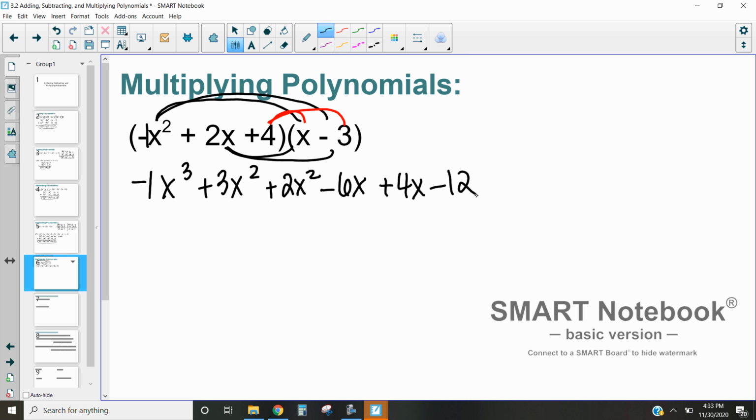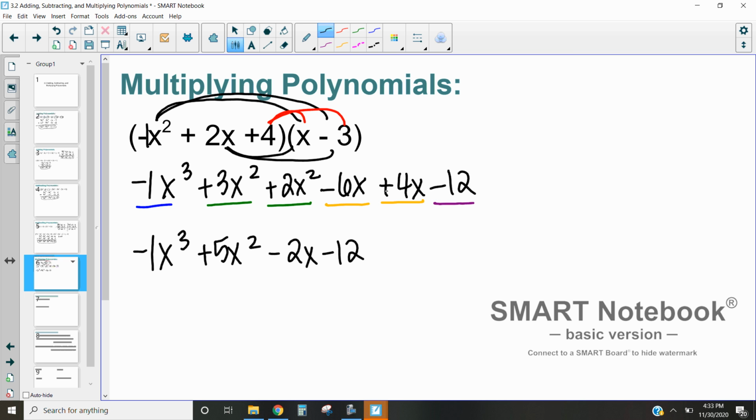Now, once we have it all multiplied out, we are going to combine our like terms. So let's identify which ones are alike here. Well, I've got an x cubed. I've got two x squareds. I've got two x's, and I've got one constant. So I'm going to rewrite it: minus 1x cubed plus 5x squared minus 2x minus 12. I'm just combining those terms that are underlined the same.